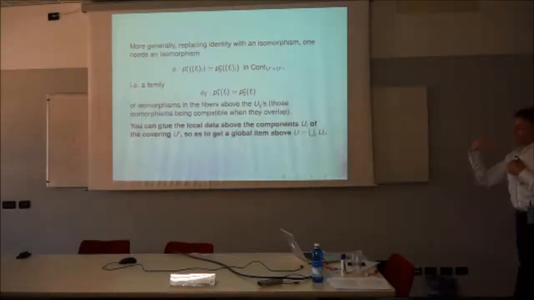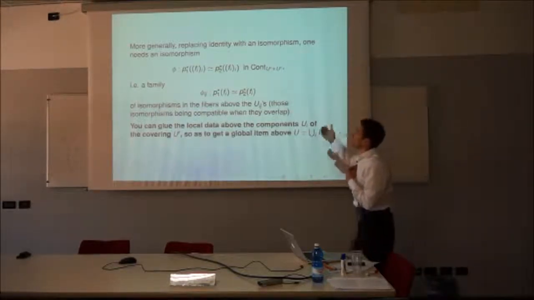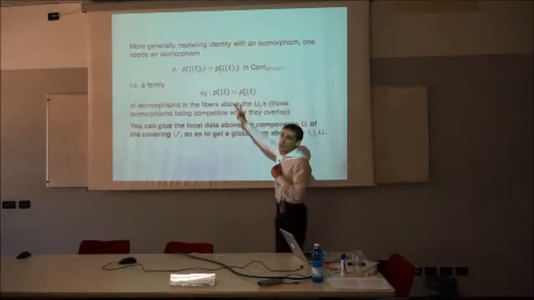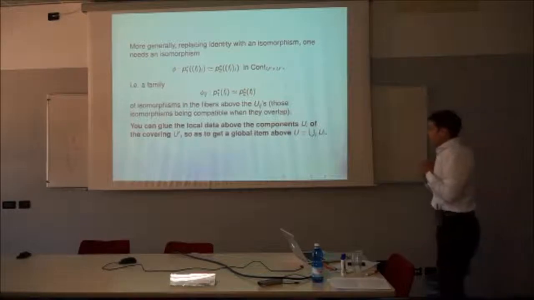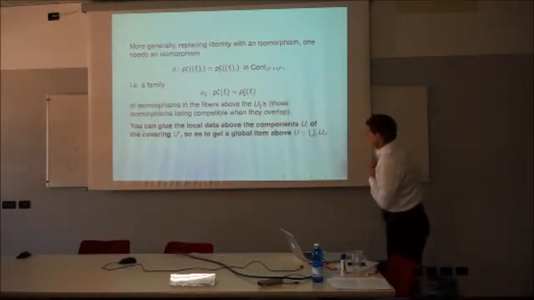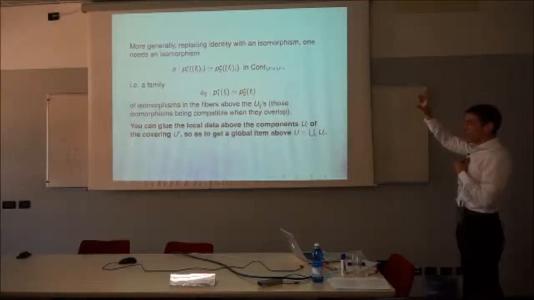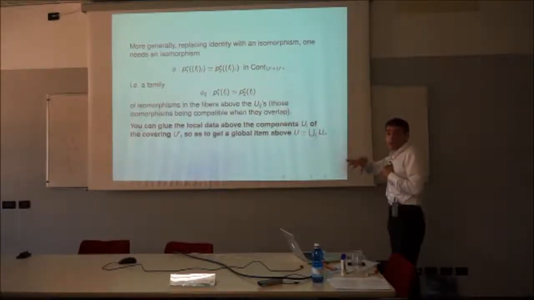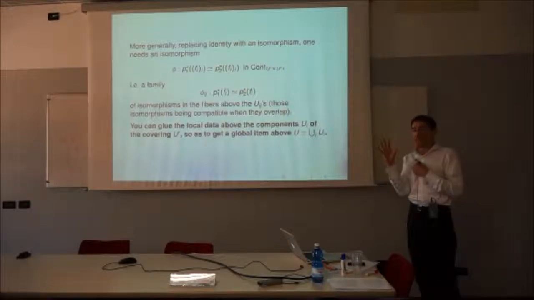Now you can replace, and that's how it works, you replace identity with an isomorphism. And so you want all the pullbacks to be isomorphic, not necessarily identical. That's a kind of generalization. And if you have that, you can glue the local data above the components U_i of the cover in U prime, so as to get a global item above U, which is the space covered by the covering. So descent theory is about formalizing that process of gluing local data to get a global item.